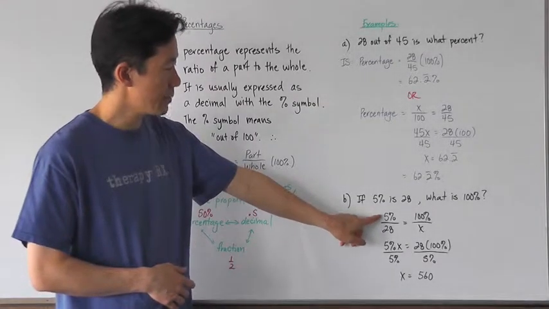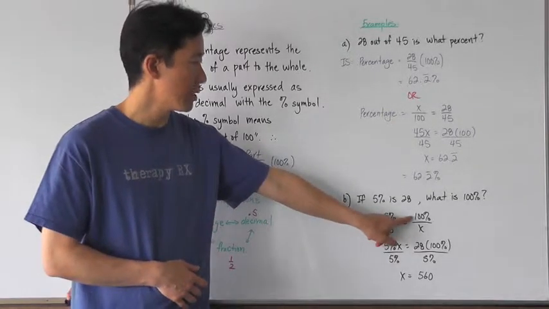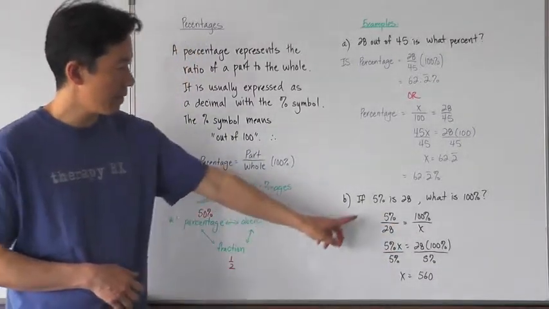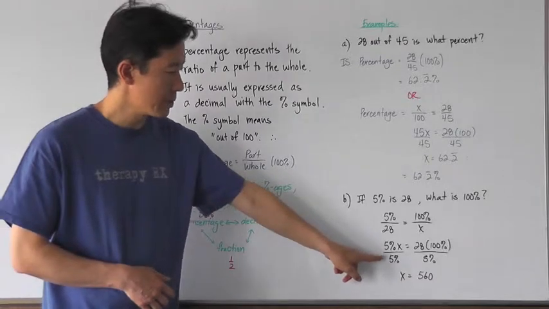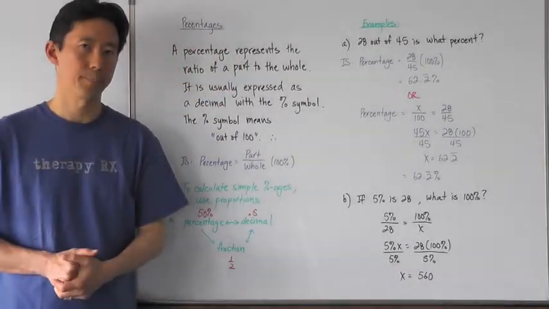So if we take 5%, that's equivalent to 28. That's the same thing as 100% equivalent to something. Okay, so what we have here is another proportion. In order to solve this proportion, cross multiply, solve for X. X is going to be equal to 560.